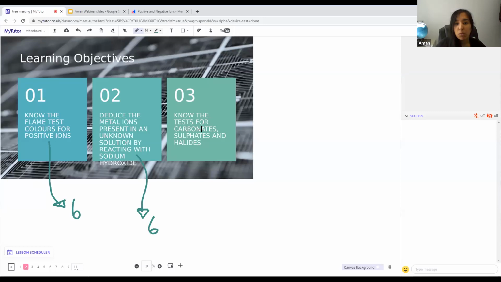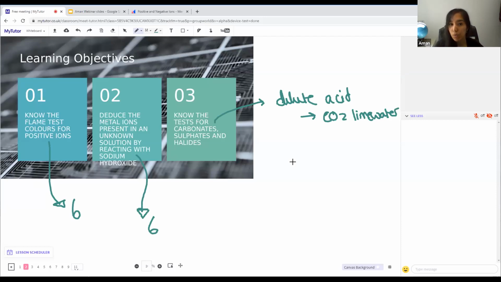And then we've just been through the tests for carbonates, sulfates, and halides. So as a recap, carbonates, we add dilute acid to them. And when we add dilute acid, if we get a gas given off, we test it, the CO2, with lime water. And if the lime water turns cloudy, we know CO2 is being produced and therefore a carbonate was present.